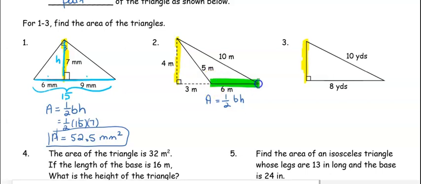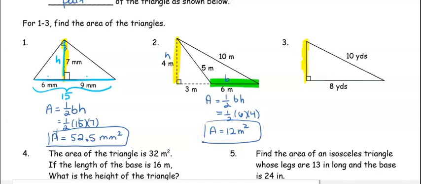So the base of my triangle is 6, whereas the height of the triangle we looked at before is 4. So this is the base and this is the height. So we have 1/2 times 6 times 4. We plug all of that into our calculator at once, and we find that the area of our triangle is going to be 12 meters squared.